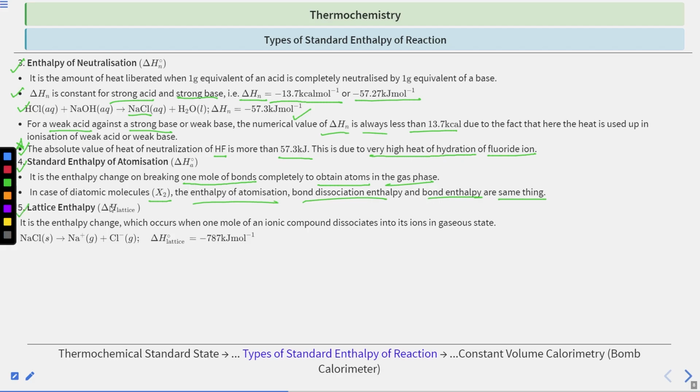Fifth, lattice enthalpy, delta H lattice. It is the enthalpy change which occurs when 1 mole of an ionic compound dissociates into its ions in gaseous state. Okay, so when 1 mole of ionic compound dissociates into gaseous state ions, the lattice enthalpy will be used. So here NaCl compound is dissociating into Na positive, sodium positive, and chloride ion. So the delta H naught lattice for this reaction is minus 787 kilojoule per mole.